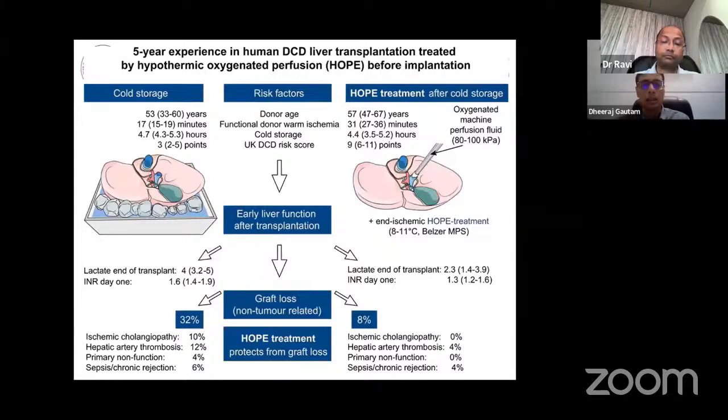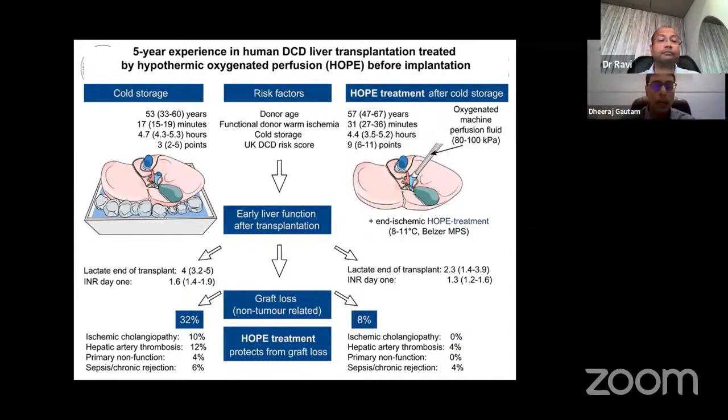So this is an article on a 5-year experience of human DCD liver transplantation treated by hypothermic oxygenated perfusion, that is HOPE, before the implantation. They have done 50 cases, the average age was 53, the cold time average was 17 minutes, 4.7 hours, and the temperature was 3. They compared with cold storage, and the other group was HOPE treatment after the cold storage.